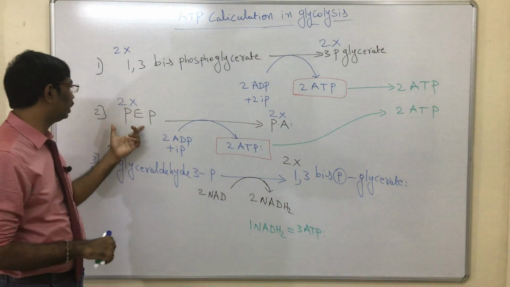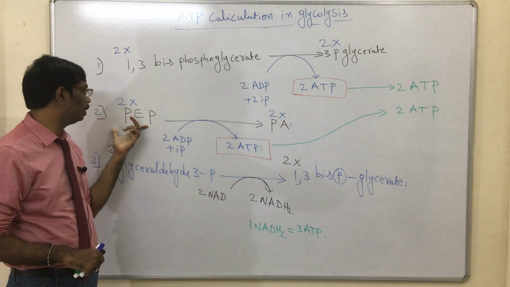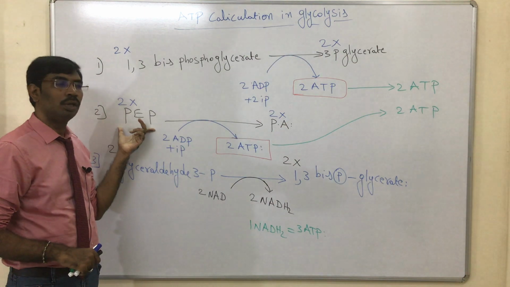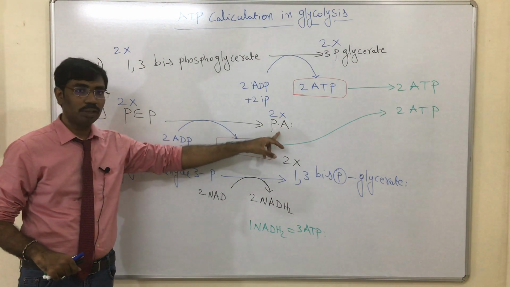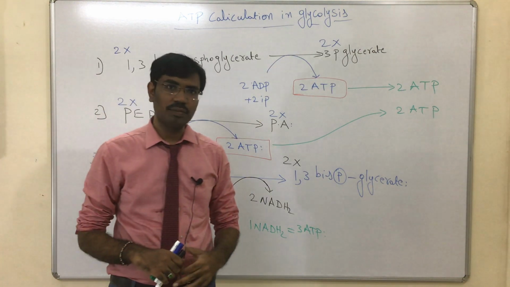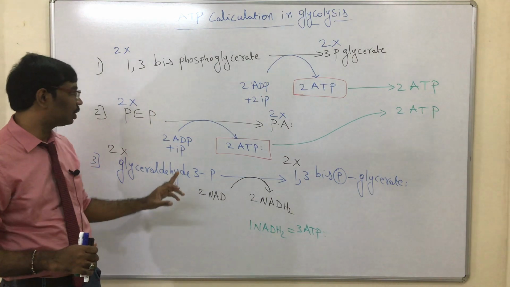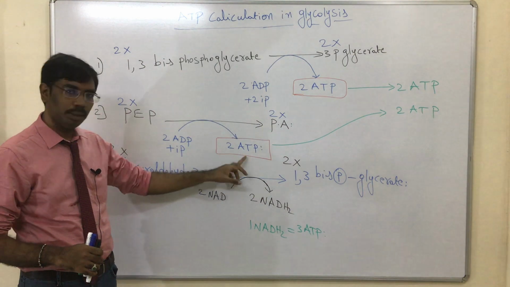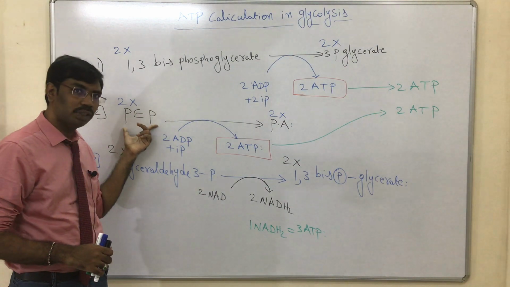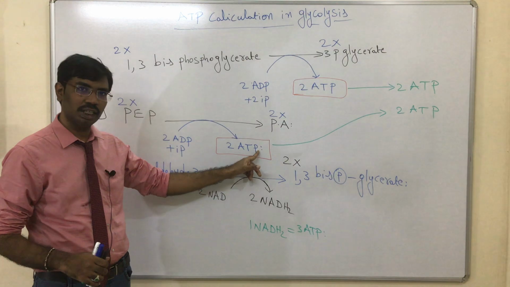Another reaction, the last reaction in glycolysis, is where 2 molecules of phosphoenol pyruvate are converted into 2 molecules of pyruvic acid. In this reaction, for 1 molecule, 1 ATP is synthesized, but 2 phosphoenol pyruvate molecules are involved, so 2 ATP molecules are produced in this reaction.